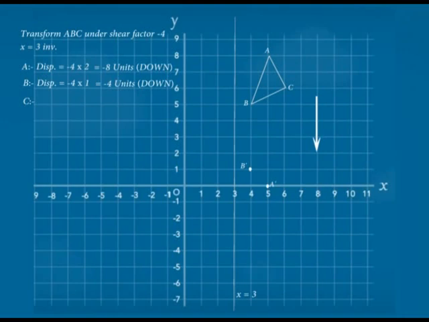Finally, point C. Perpendicular distance is 3 units. S is -4. Displacement is equal to -4 times 3, which is -12. So we move 12 units downwards. C prime is here. If we join all the 3 points, the transformed figure is A prime, B prime, C prime.